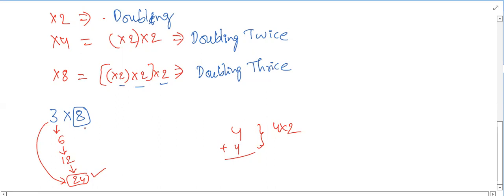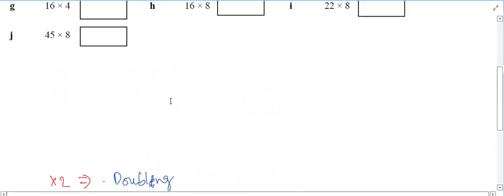So into 2 is nothing but doubling a number. Into 4 is nothing but doubling it 2 times. Into 8 is nothing but doubling it 3 times.